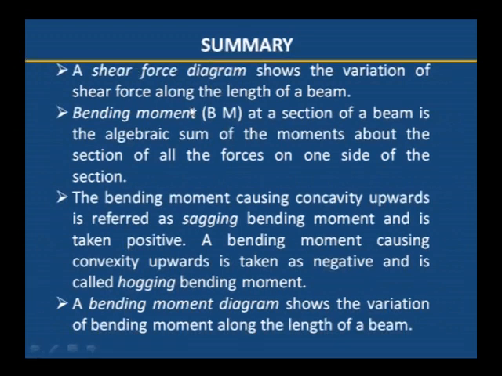A shear force diagram shows the variation of the shear force along the length of a beam, whereas a bending moment diagram shows the variation of the bending moment. Bending moment at a section of a beam is the algebraic sum of the moments about the section of all the forces on one side of the section, right or left. The bending moment causing concavity upward is referred to as a sagging bending moment and is taken as positive. A bending moment causing convexity upward is taken as negative. It is called the hogging bending moment.